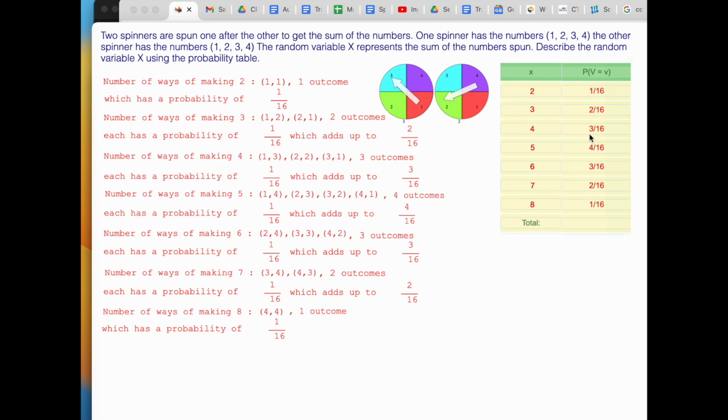If you add those all together, 1 plus 2 is 3, plus 3 is 6, plus 4 is 10, plus 3 is 13, plus 2 is 15, plus 1 is 16. We have 16/16, which is 1. That's how you do discrete random variable probability.